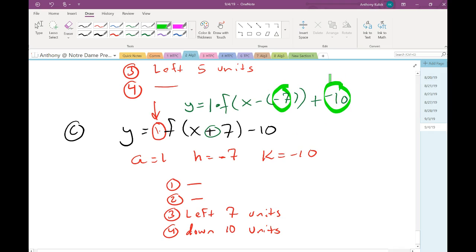So the k, the sign, stays the same, right? If it's minus 10, the k is negative 10. The h's sign switches. If it was plus 7, the h is really minus 7. Does that feel okay there?